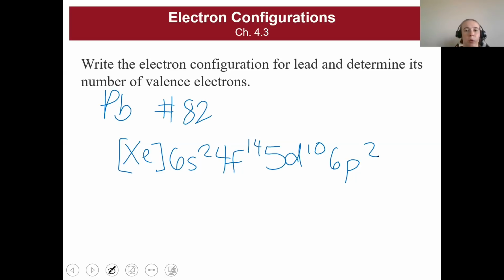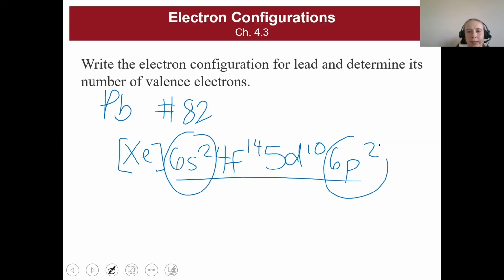But remember, we don't want all of this to count as our valence electrons. We only want the outermost shell, which is n equals 6. So lead has 4 valence electrons. Okay, awesome. So that is how you write an electron configuration using the periodic table.